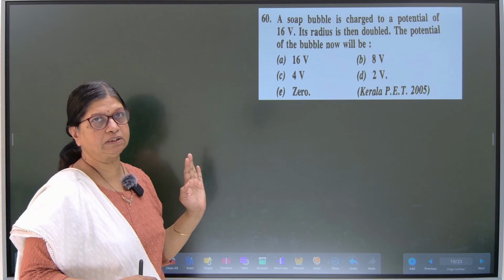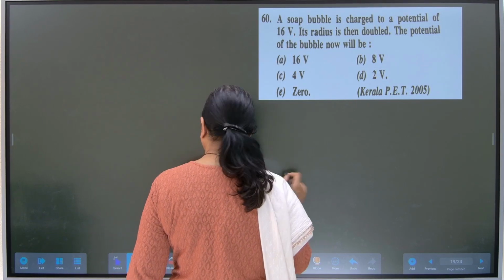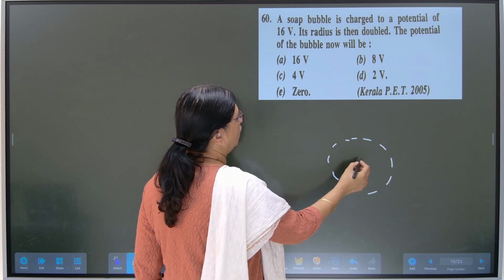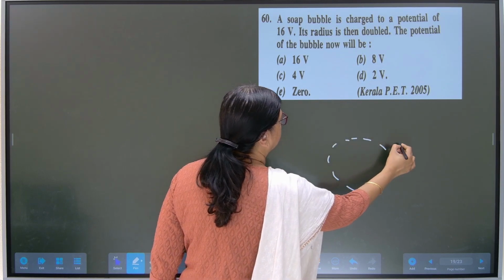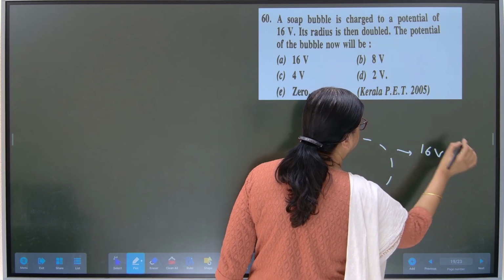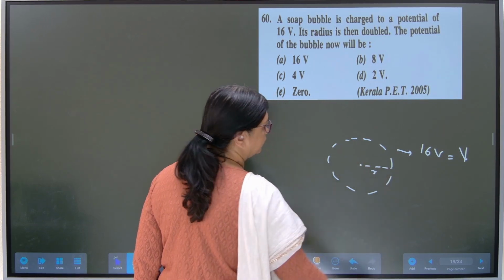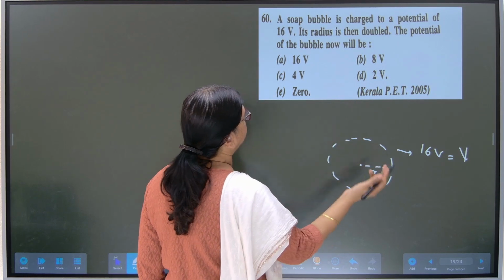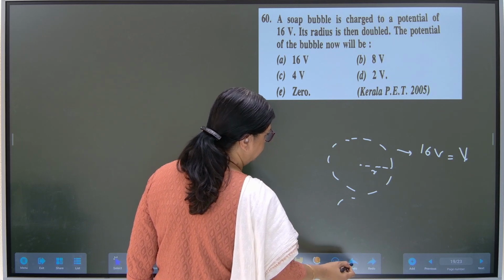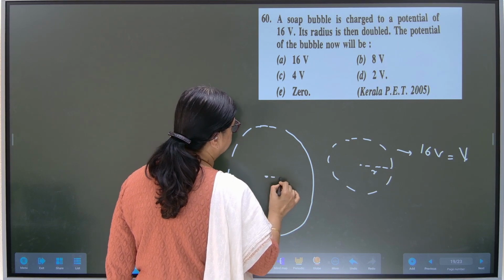Now there are two situations in this question, so understand the two situations. A soap bubble, so let us draw the soap bubble in just an approximation. A soap bubble is charged to a potential of 16 volt. So let it be that 16 volt is its potential V. Fine. Its radius at present, let its radius be R. Now, its radius is doubled, they said. Okay. So, definitely the bubble is going to become bigger. The bubble is going to become big with double the radius, as they are saying.